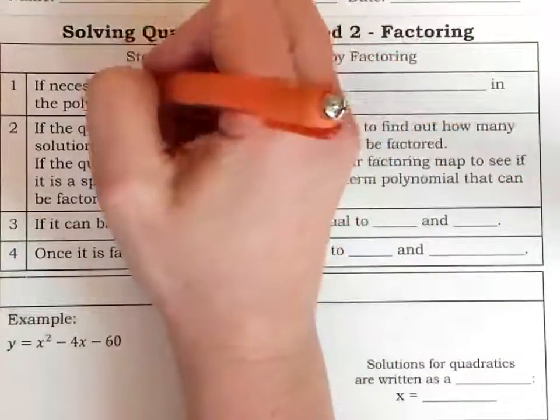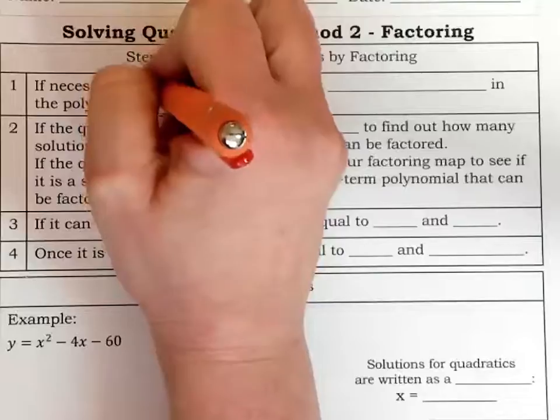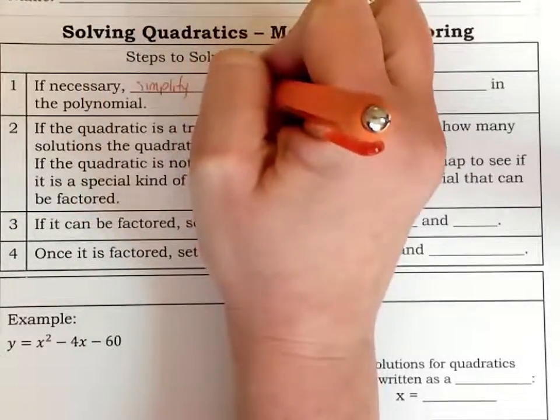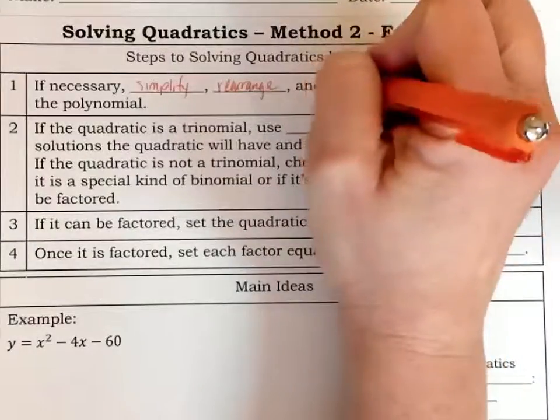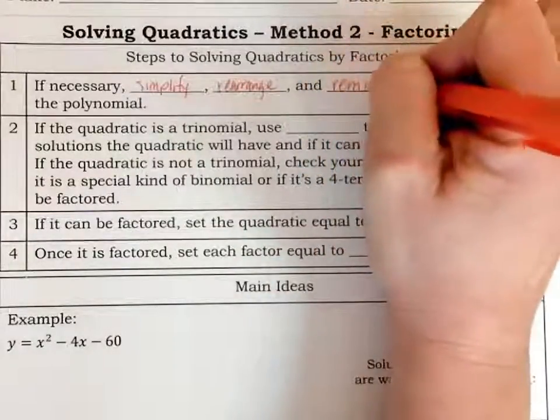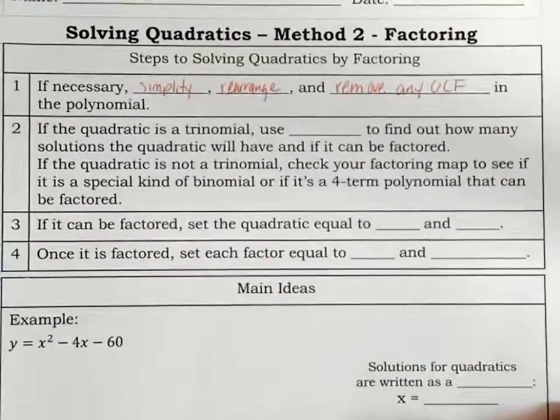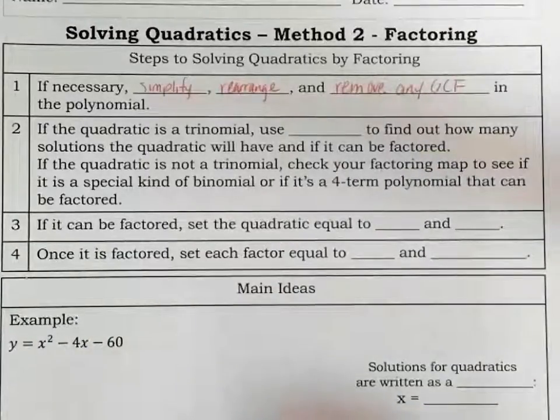We always start with checking to see if anything needs to be simplified, rearranged, or if there are any greatest common factors that need to be removed. So we're going to start by doing the same process on these. We're always going to check those three things just because it makes our life easier once we get to the factoring if things are already pulled out in the right format.